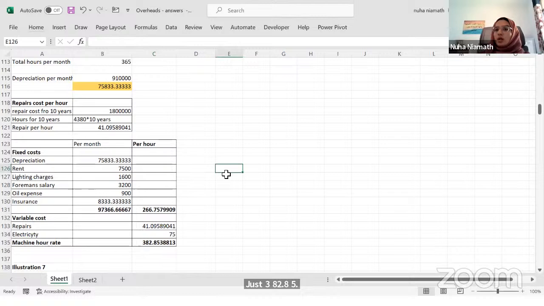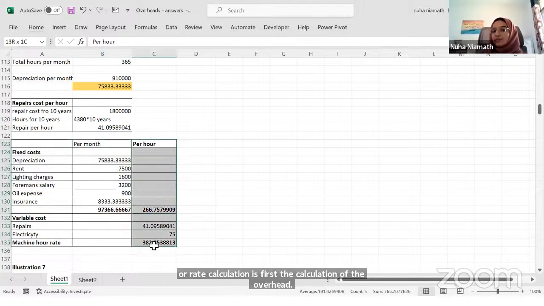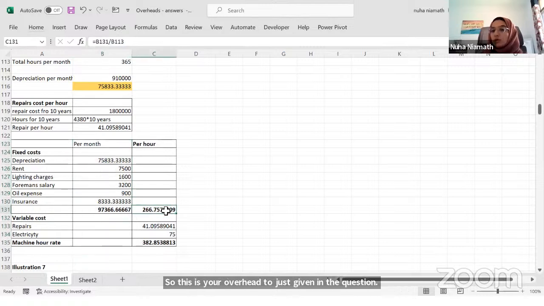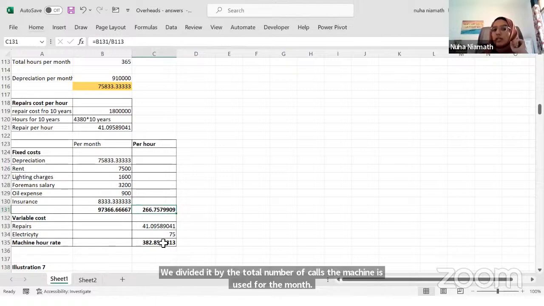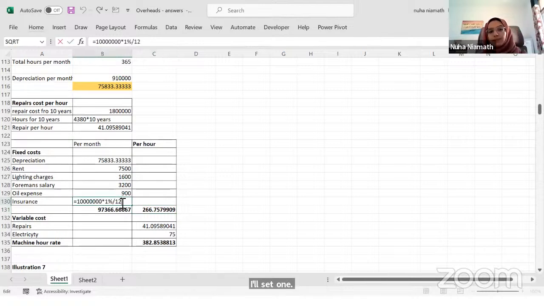So the main thing you need to understand in a machine hour rate calculation is first the calculation of the overhead amount, and then you convert it into a per hour rate. This is your overhead, which is given in the question. We divided it by the total number of hours the machine is used for the month, and we have gotten a per hour rate of 382.85. Asset value, wait, I'll show you the formula. So it's 1 crore into 1% divided by 12.